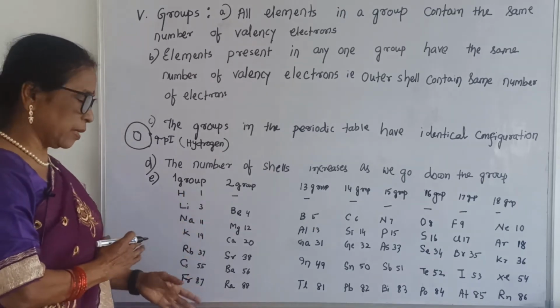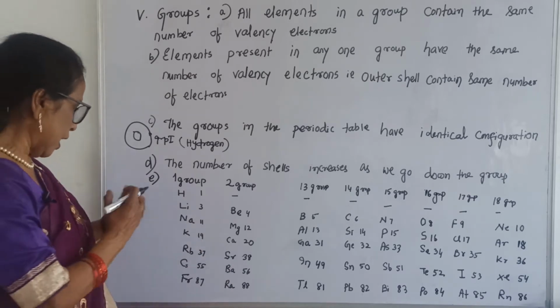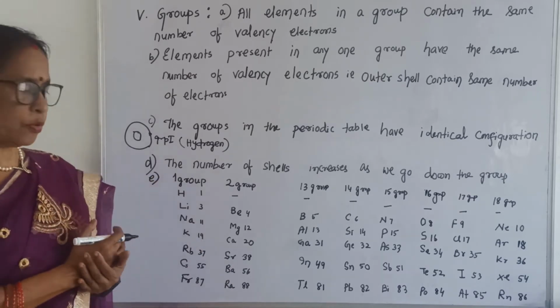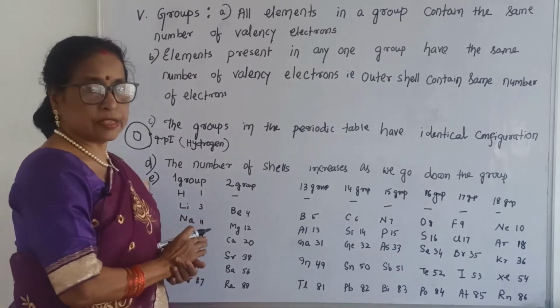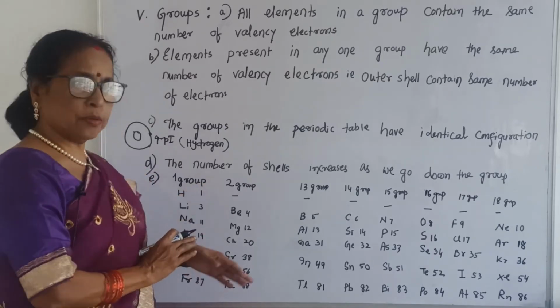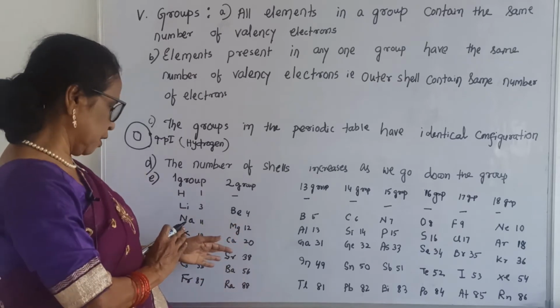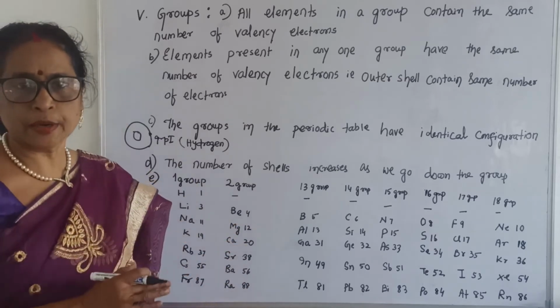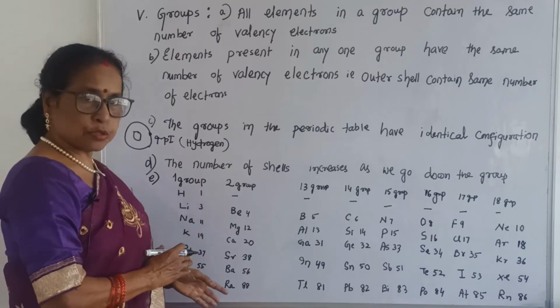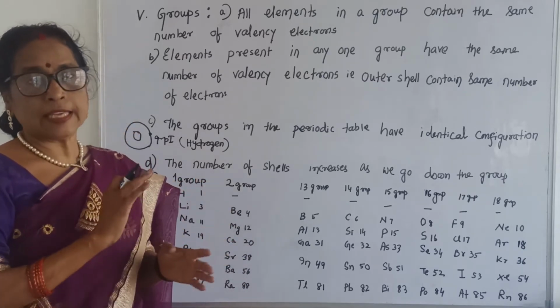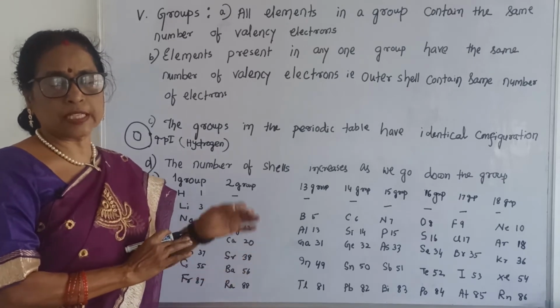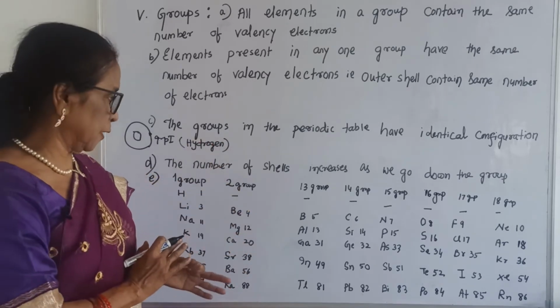So gradually you can remember all the atomic numbers, or anyhow try to remember the atomic numbers one by one, in increasing order. Now the second group, similarly: beryllium, magnesium, calcium, strontium, barium, radium. And like this you should remember them with the atomic numbers. But first of all, you should remember the elements present in each group. That is most important in our chemistry.